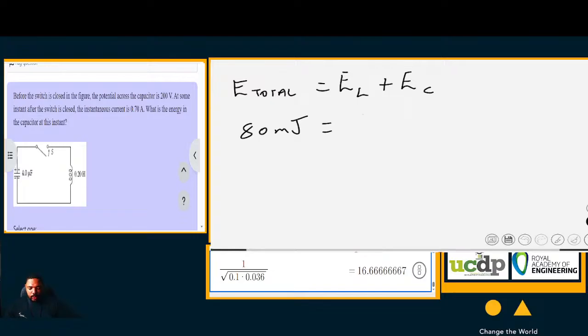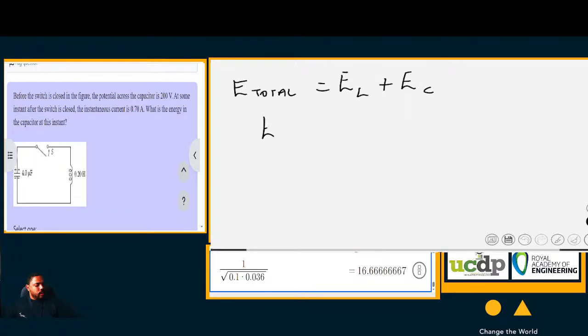Now the energy due to the inductor is what we need to calculate. How do we calculate the energy of an inductor? Let's do that on this side. Before I continue, let me first calculate the energy of an inductor.